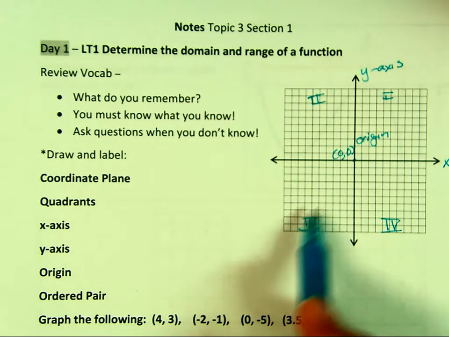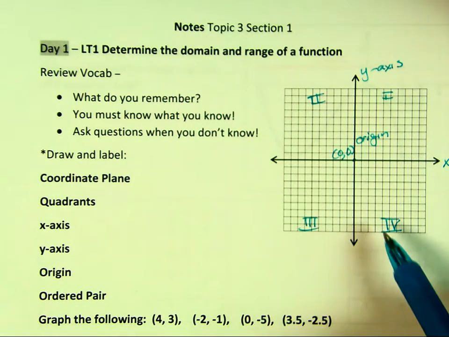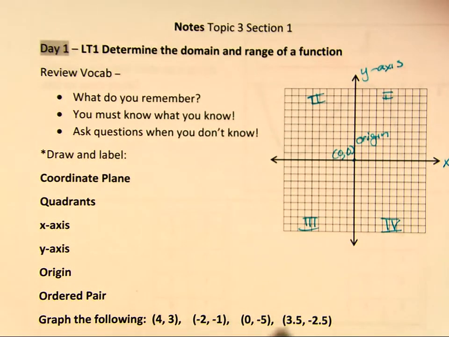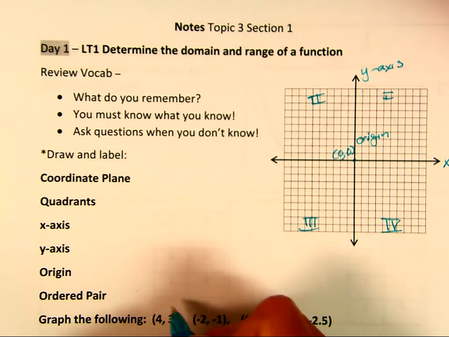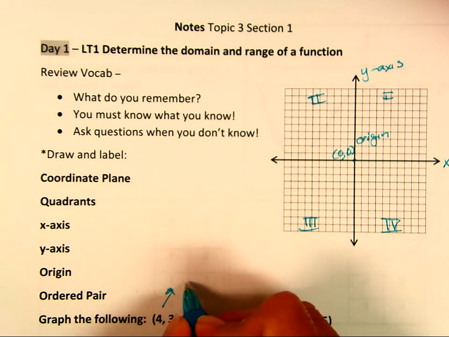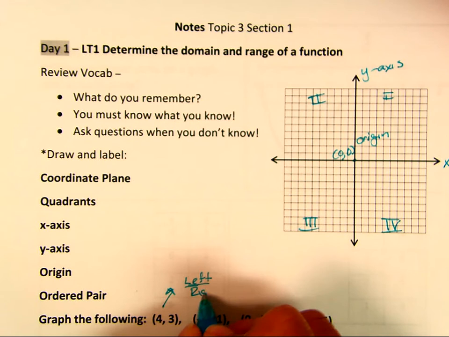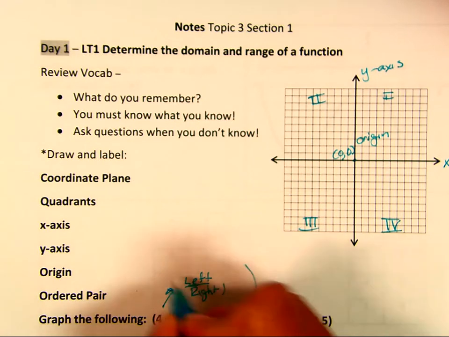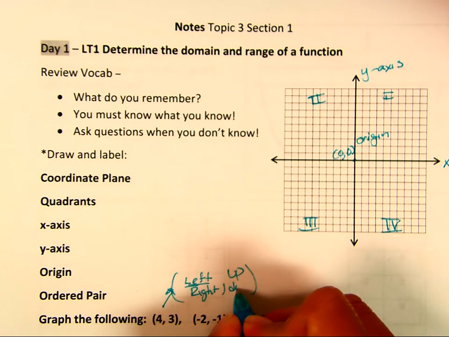And an ordered pair is any point on this grid. So these are ordered pairs. They're also sometimes called coordinates or points. So let's see if you remember how to graph these points. (4, 3). Remember, the X value tells you to go left or right, depending on if it's negative. And then the Y value tells you to go up or down.